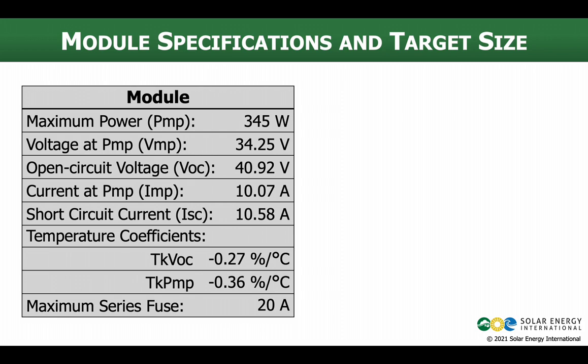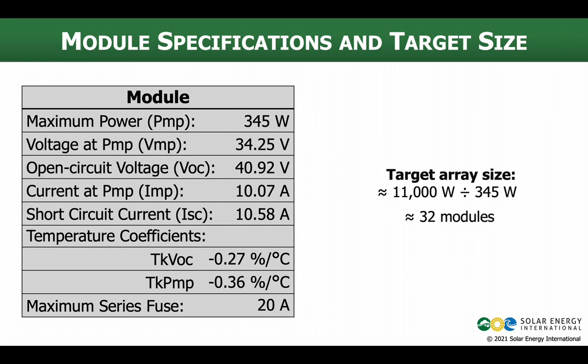As far as the module, this is a real module. We don't have the brand here. You can look at the spec sheet. Kind of unimportant. What matters to me for this lesson is the specs of the module. And that's what we're going to be worried about and basing our sizing on. Of course, brand and cost and all that stuff matter. 345 watt module, you can see the voltage and current characteristics there, as well as the temperature coefficients, 20 amp maximum series fuse size. If we're targeting an 11 kilowatt array, 11,000 watts, divided by our 345 watt nameplate rating of our module, we're looking somewhere around 32 of them. So that's what we're going to be shooting for.